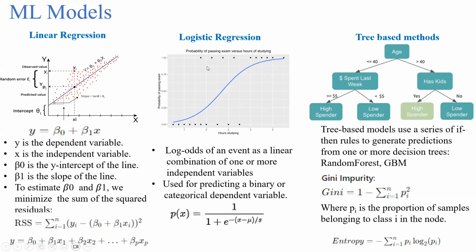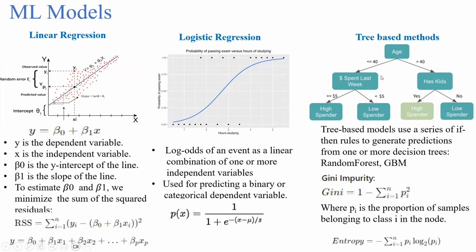Logistic regression, on the other hand, works with the logistic function, of course. So here, log odds of an event are considered as a linear combination of one or more independent variables, and it is used for predicting binary or categorical dependent variables such as 0 and 1, or true or false, and so on. If you see the logistic function, it's just like that.